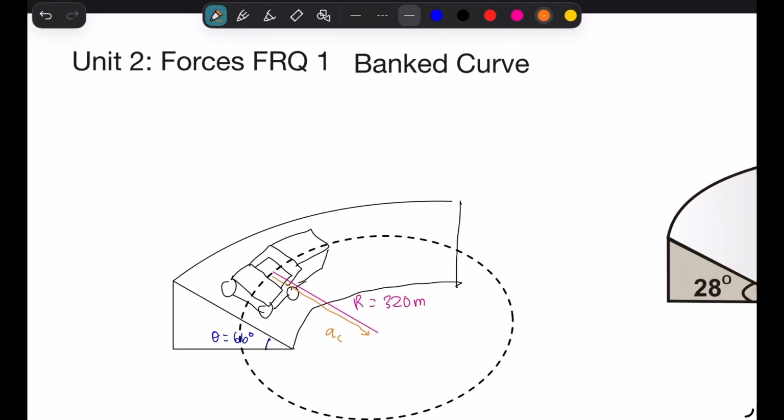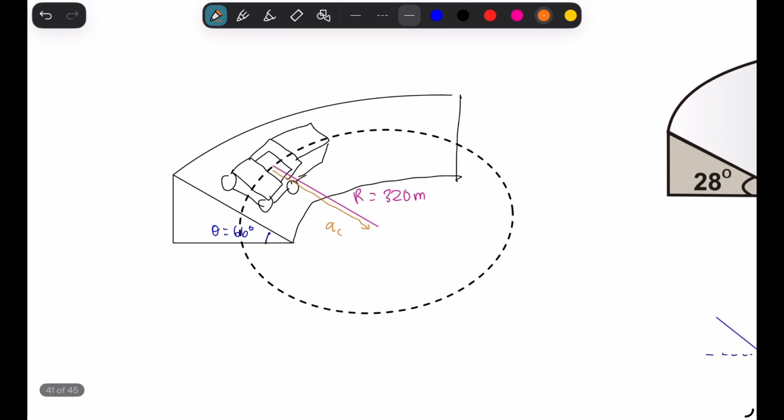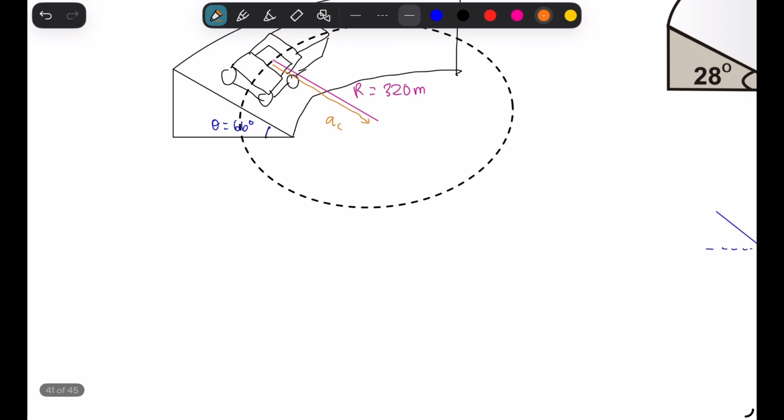In this video, we're going to be doing a Unit 2 Forces banked curve problem where we have a road that is tilted and the outside edge is higher than the inside edge, allowing vehicles to turn safely at higher speeds. For this problem, we have a maximum banking angle of 66 degrees and a turning radius of 320 meters. We want to know how fast a driver must go to make it around the curve without sliding up or down the ramp, and we're assuming no friction is present.